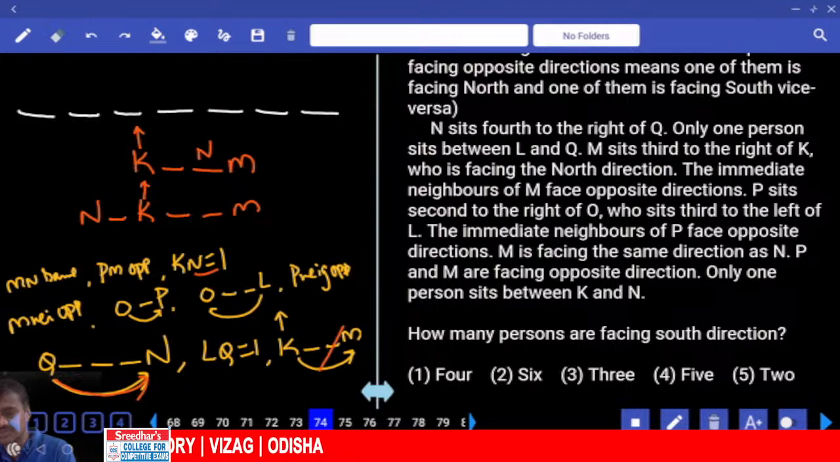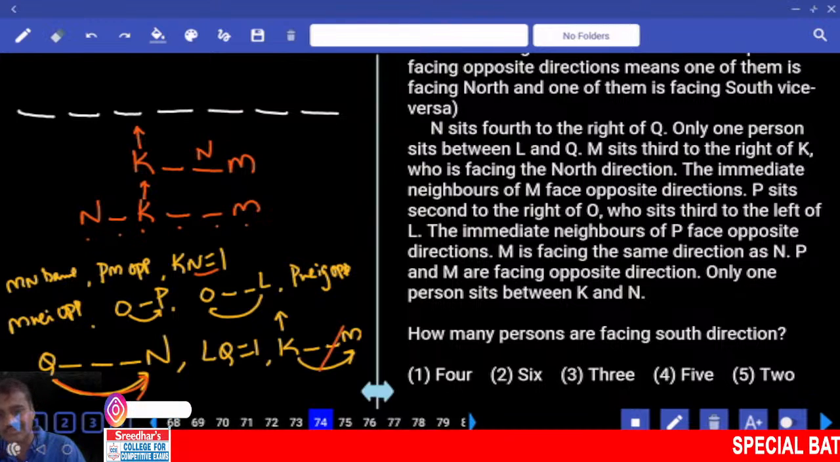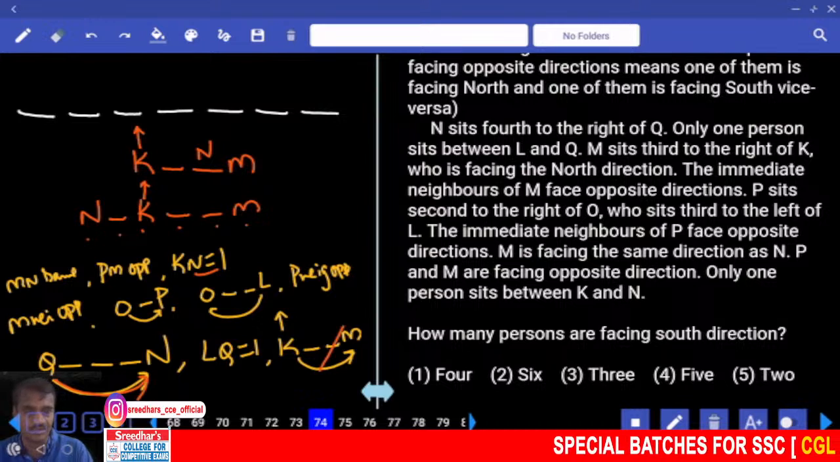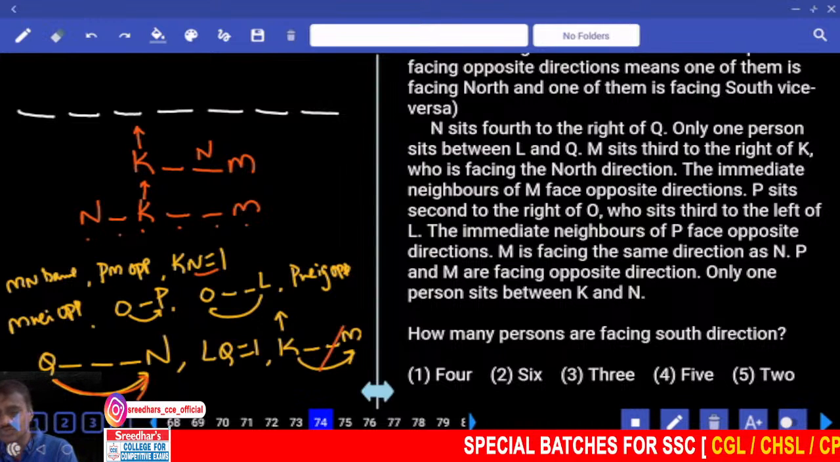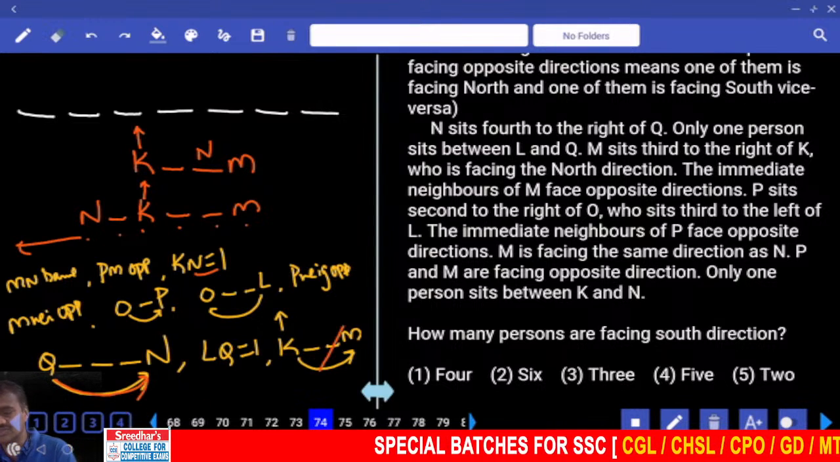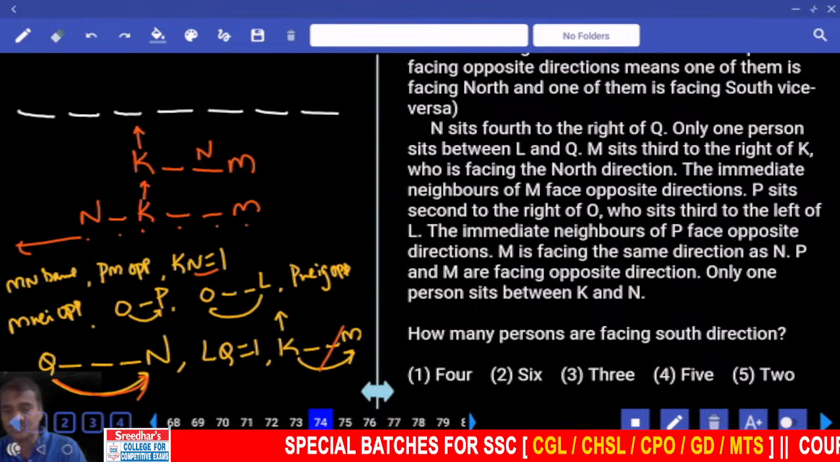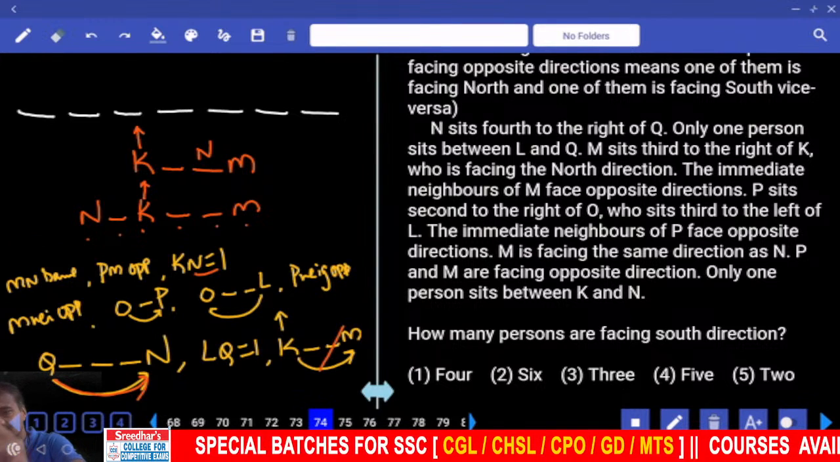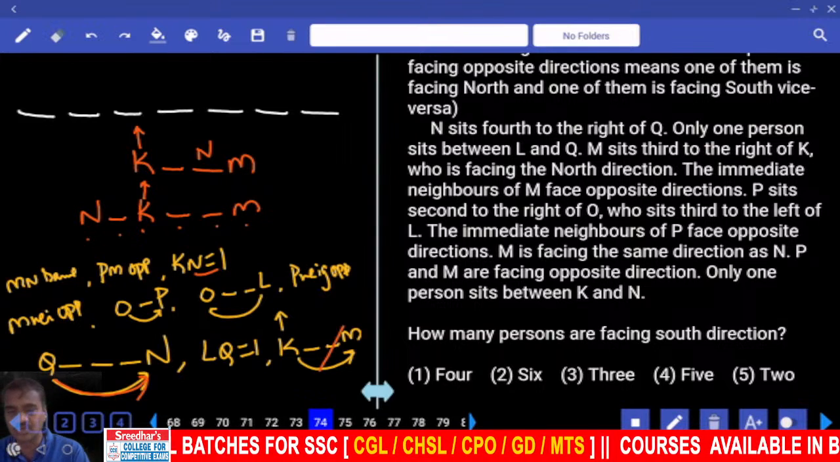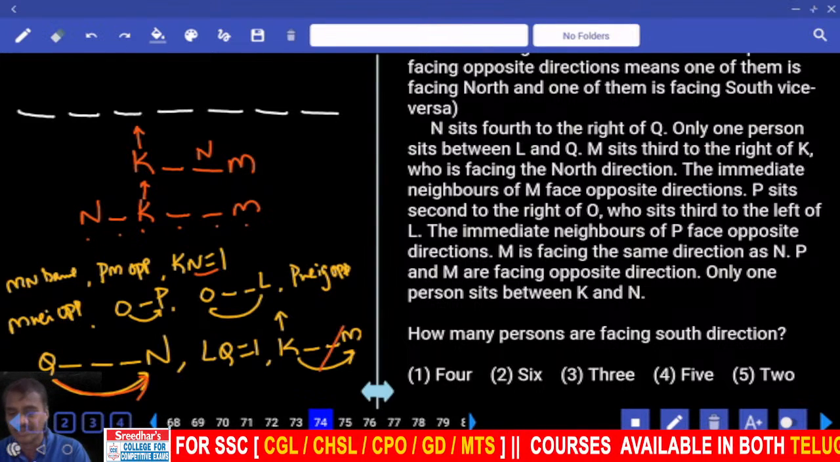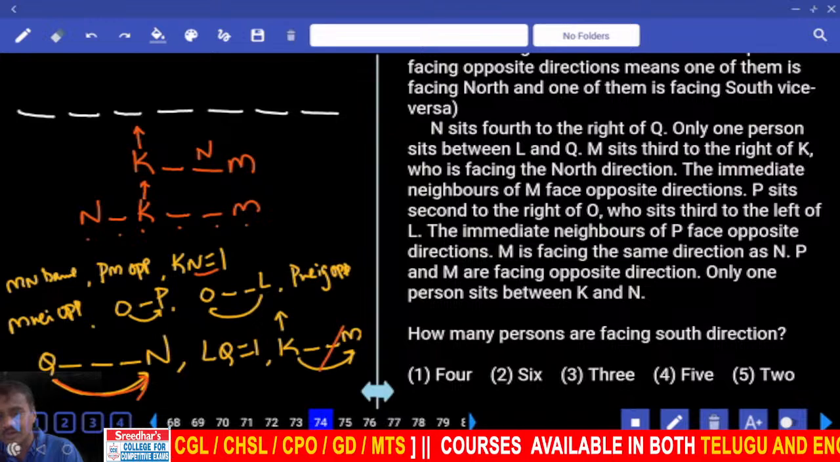Now in this case, four persons to the right, 1, 2, 3, 4, 5, 6 persons were already done. And there should be one person either to the left hand side of N or right hand side of M. Only one person. Hence we cannot have Q towards this side. As you cannot have Q at this place, now you need to have Q towards the right hand side. Then between Q and N, how many persons are there?